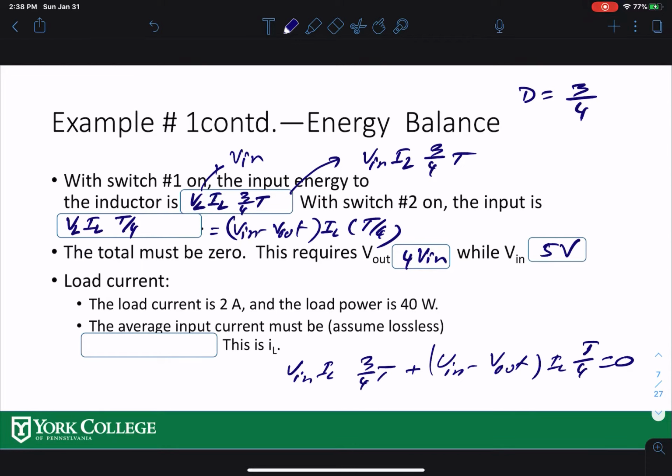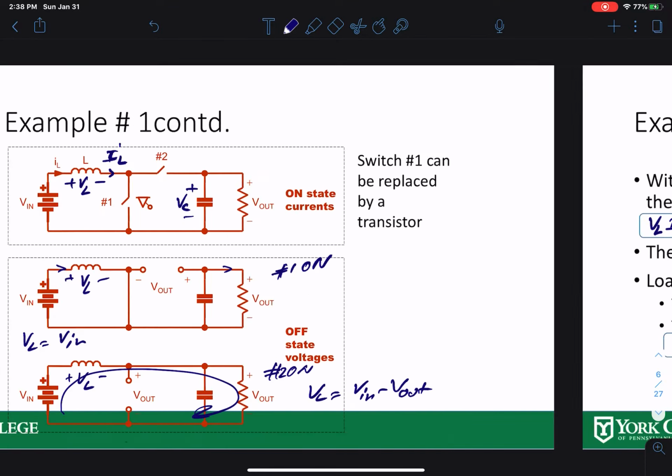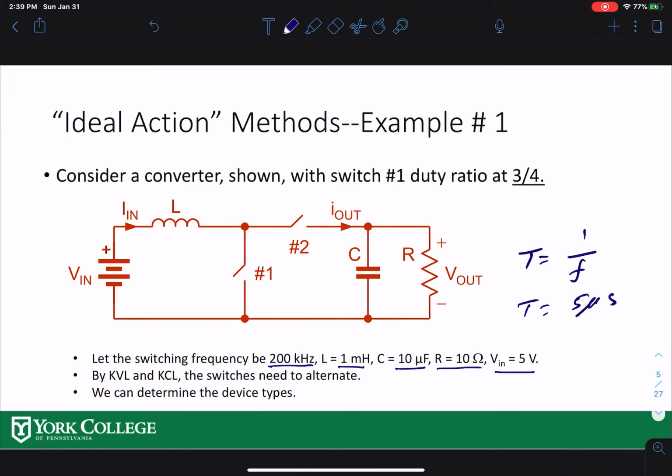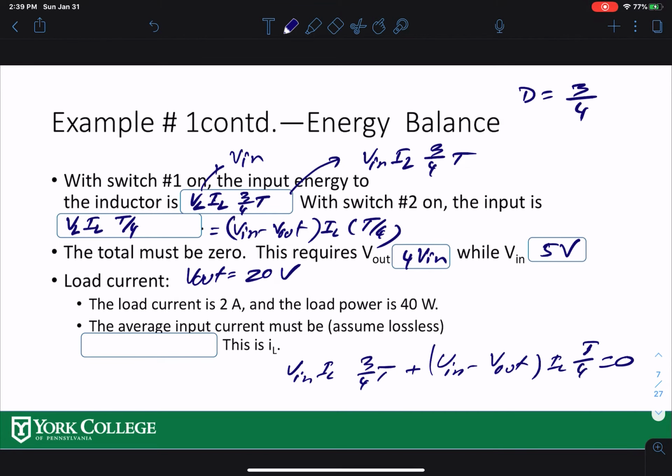So then your V out is basically 20 volts, V in is 5 volts. So now you're maintaining 20 volts out there, and if you go back here, you have a 10 ohm resistor, right? So you have 20 volts across 10 ohms, you have 2 amps current going in the output as load current, so your power is 40 watts.